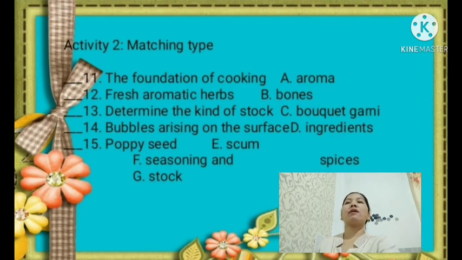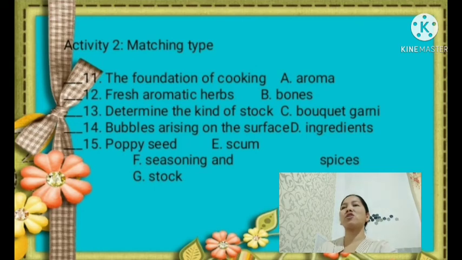Okay, for the next activity, we have matching type. You have the choices. Letter A, aroma. Letter B, bones. Letter C, bouquet garni. Letter D, ingredients. Letter E, scum. Letter F, seasoning and spice. G, stock. Again, the choices for your matching type: A. Aroma. B. Bones. C. Bouquet garni. D. Ingredients. E. Scum. F. Seasoning and spice. And G. Stock.